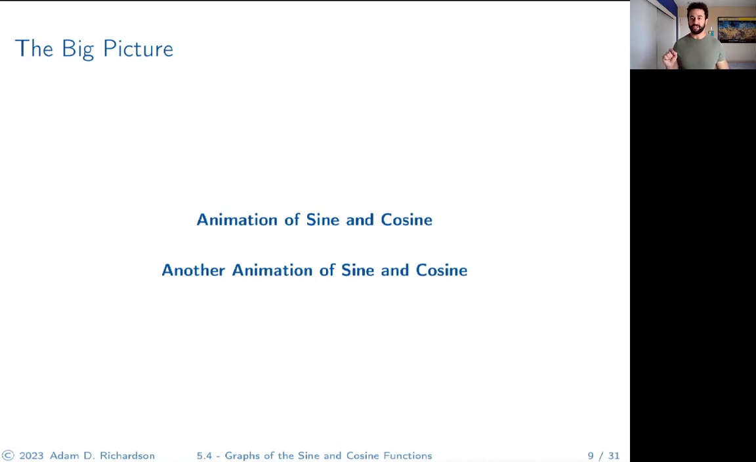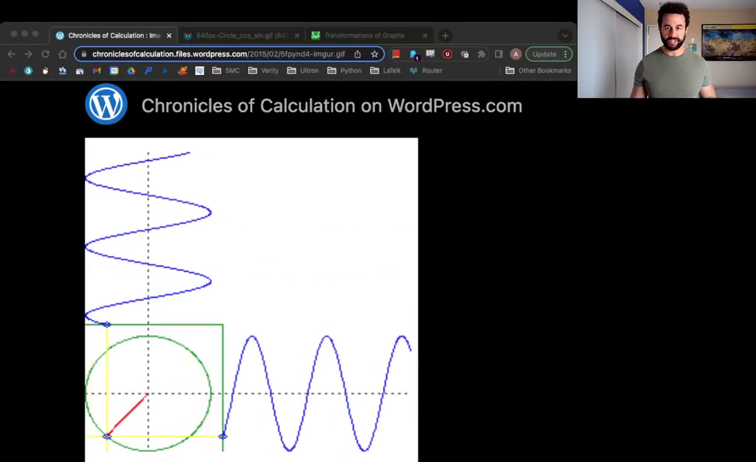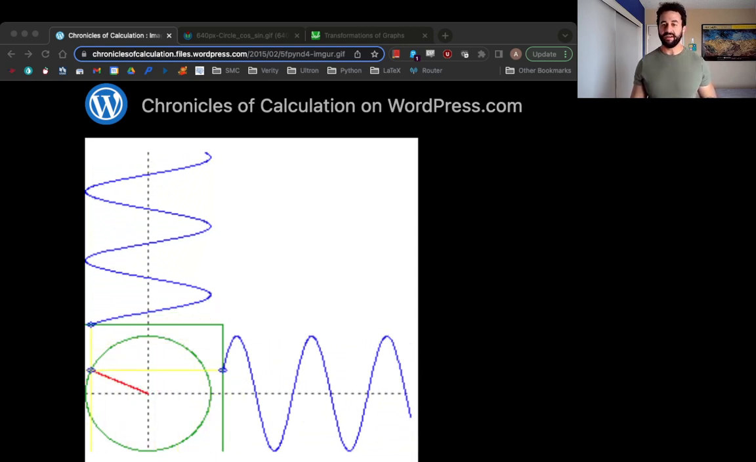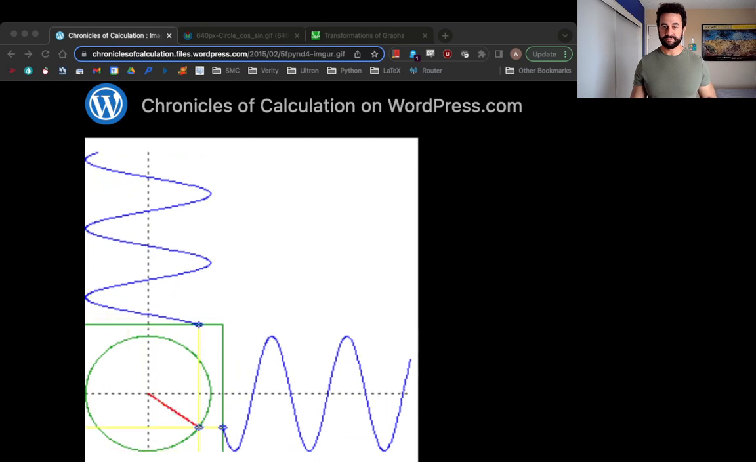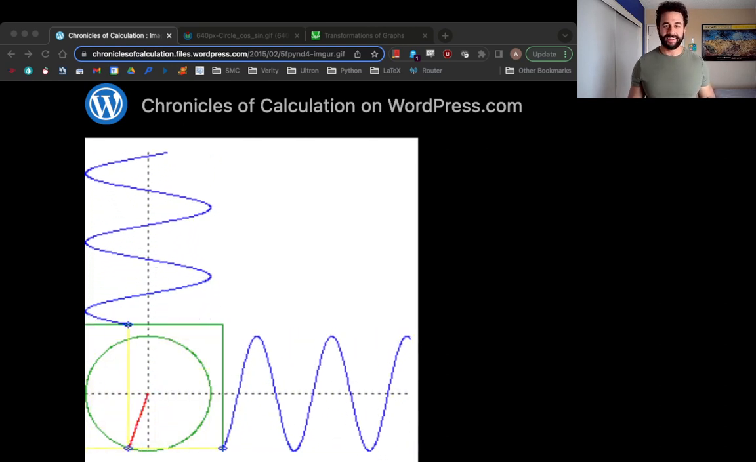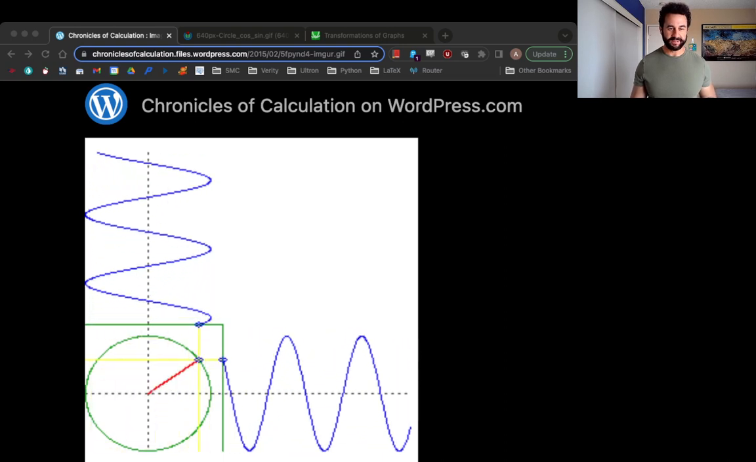But this first animation, I feel like, is the one that makes everything intuitive. So we're going to flip to it here. Let me pull it up real quick. There we go. And we're just going to ponder it for a minute. This is what sine and cosine actually look like. So just take a minute and stare at it and think.